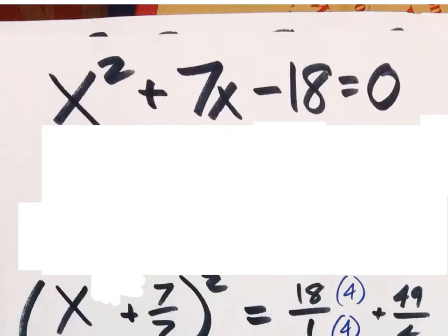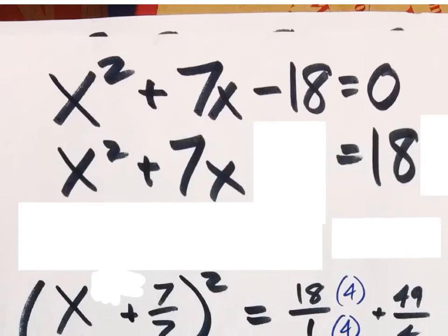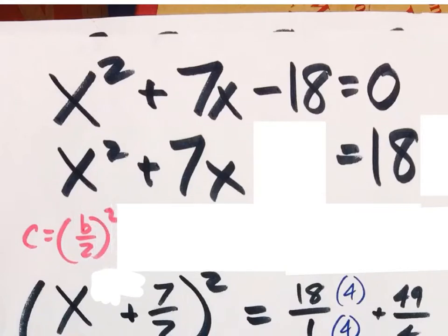Let's solve for the roots by completing the square. First thing we need to say to ourselves is, is this factorable? And it's not. So what we're going to do is we're going to add 18 to both sides. All right. And when we add 18 to both sides, we're going to leave a little bit of space right here because we need to determine what the value of c is. And how do we figure out what c is? Well, c equals what? B divided by 2 squared.